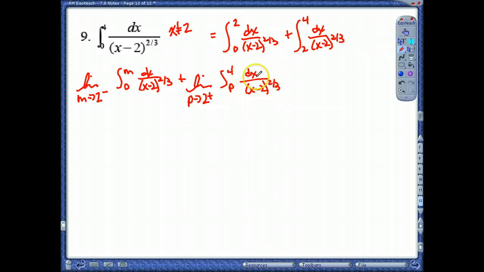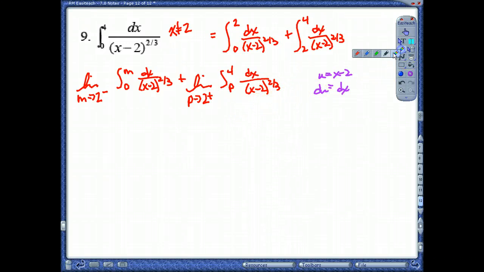Both of what's inside the integral, the integrand, should look exactly the same. The only difference is you have an m here, you have a p here. All right, now we're ready for a u substitution. u is going to need to be x minus 2. du is going to be dx. So this goes right into our nice pretty form.